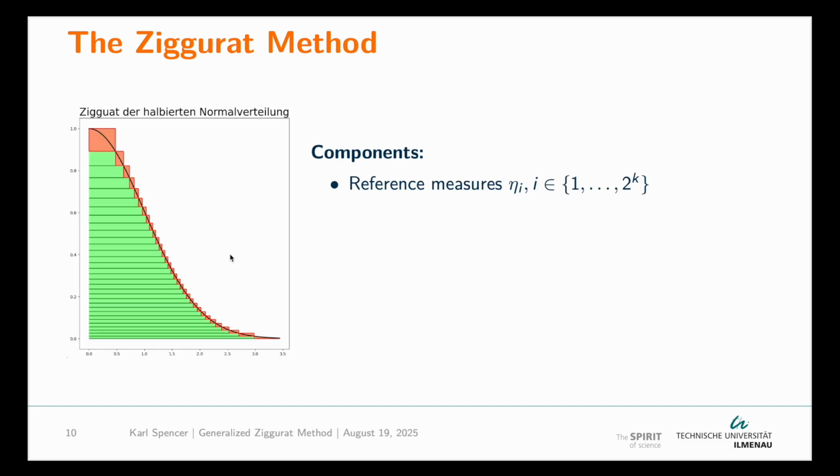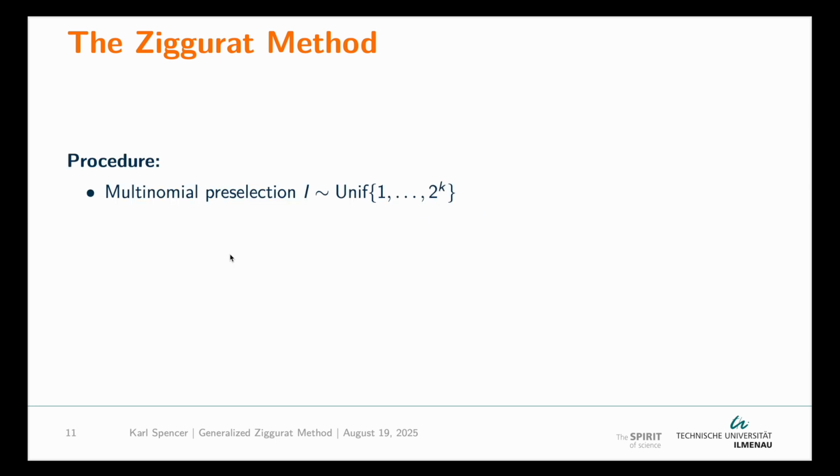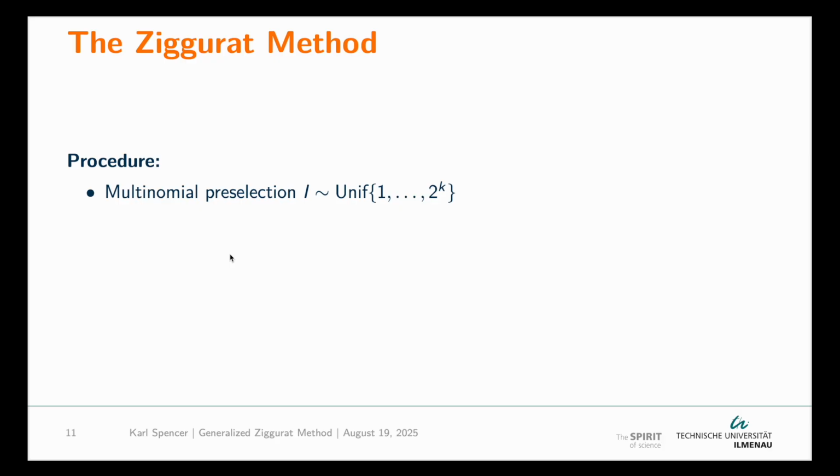The components we use are the reference measures, the support points xi, the safe acceptance regions and the critical acceptance regions, for which we use the test functions gamma. For the algorithm, we first proceed to multinomially sample from the reference measures, because they are of equal area and binary in size. We can sample from a binary number to achieve this. This has the advantage that we can use the last digits of a uniformly distributed random variable as a binary number to sample the index.